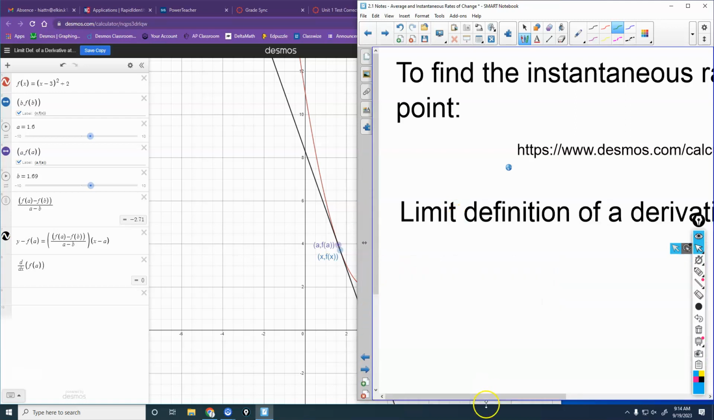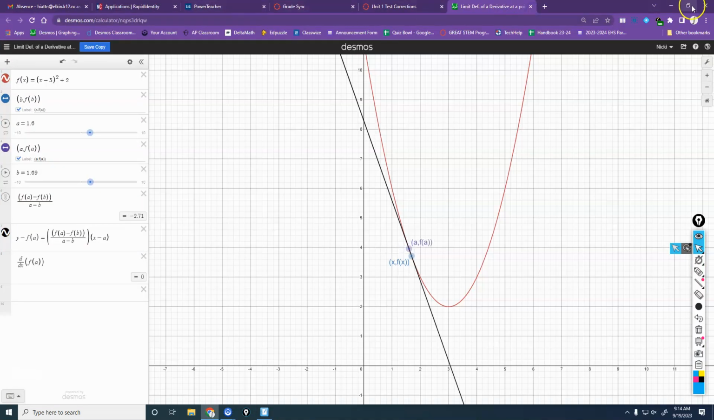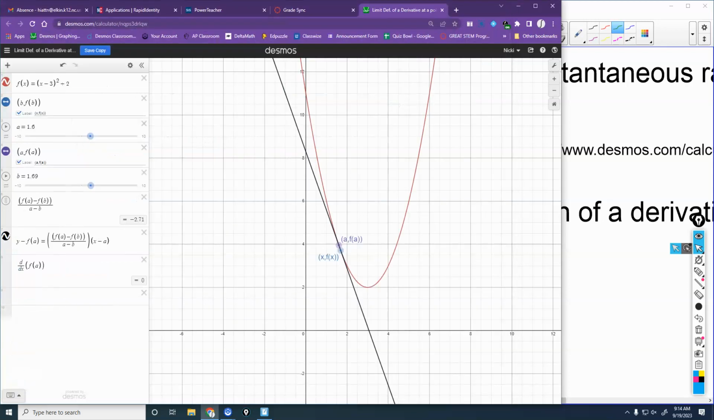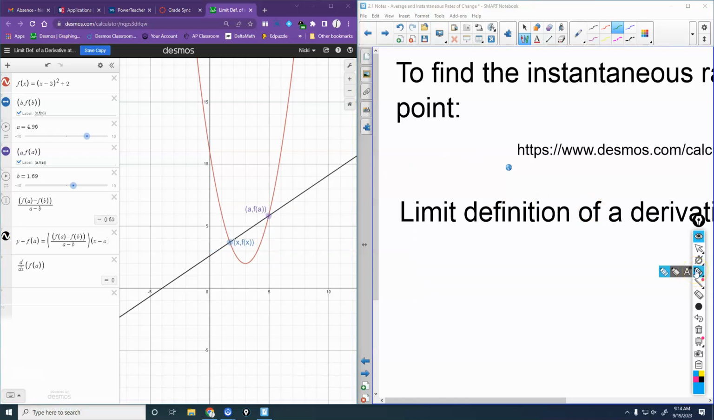So let's think about what is happening here. On this graph, I don't really want to move A, I'll leave A right there. I want to find the instantaneous rate of change at A.